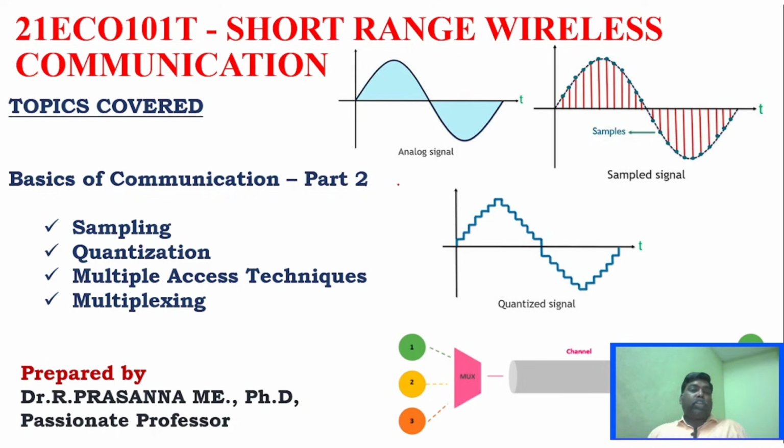It gives me immense pleasure to welcome you all to my new video, and today's video is about basics of communication part 2 in this lecture series, short range wireless communication. We are just seeing basics of communication. In the previous video I explained what is modulation and what are the types of modulation, and in this video we're going to see what is meant by sampling, what is quantization, what are multiple access techniques, and what is multiplexing. I believe this video is going to be a framework, a base for you to understand various concepts in short range wireless communication. First, we'll start with sampling.